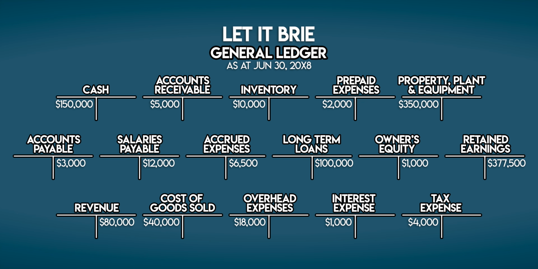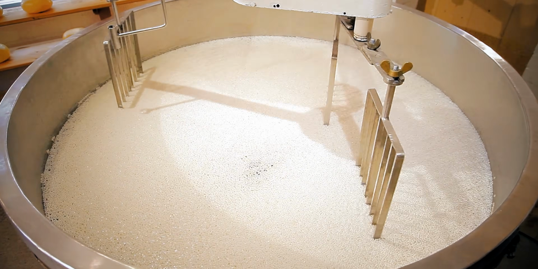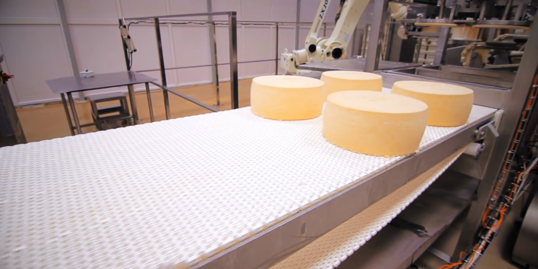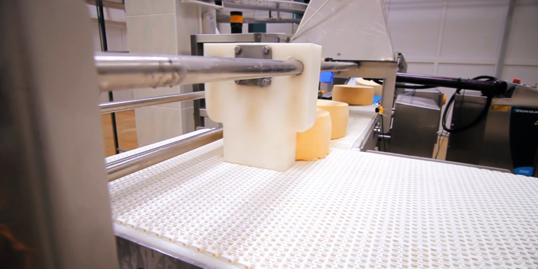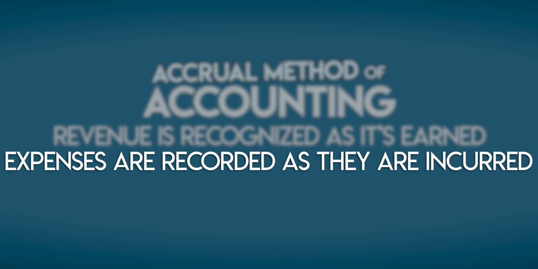It's the end of June and you've got a transaction to record. For the last month, you've been using electricity to power your cheese-making machines. But the electricity company hasn't sent you a bill yet, which is completely fine. But remember that in accrual accounting, we record our expenses as we incur them. And you're pretty darn sure that you'll owe about $400 for June.